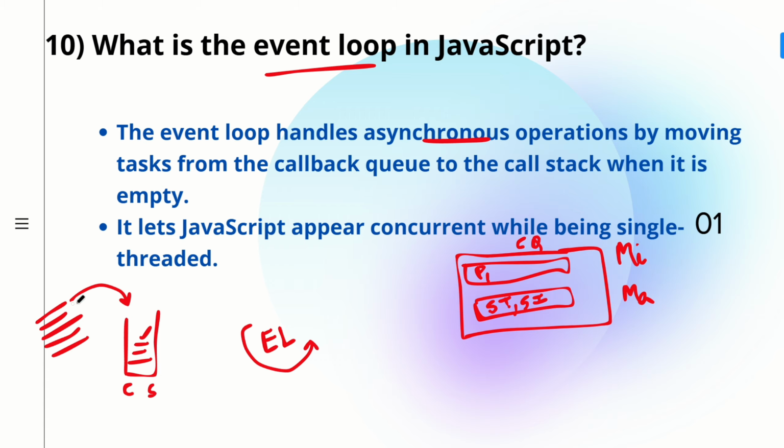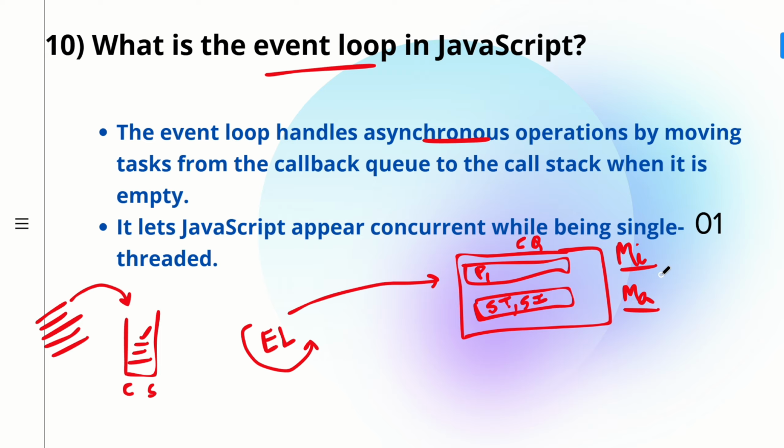If the call stack is empty, let us suppose that all synchronous code got executed and now the call stack is empty, then the event loop is going to check the callback queue: is there any priority item that has to be executed? Then the event loop will see that yes, there are some priority callback functions to be done, so it is going to give the first priority to the micro task queue and then to the macro task queue.